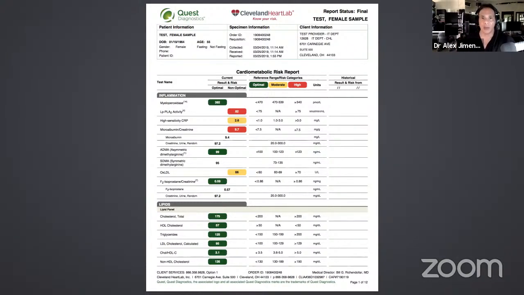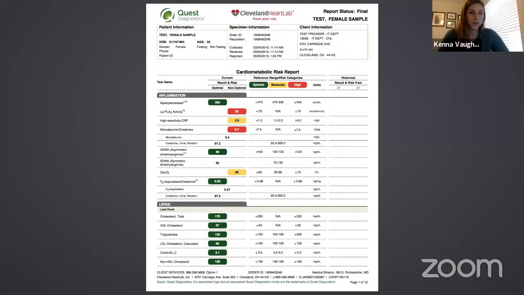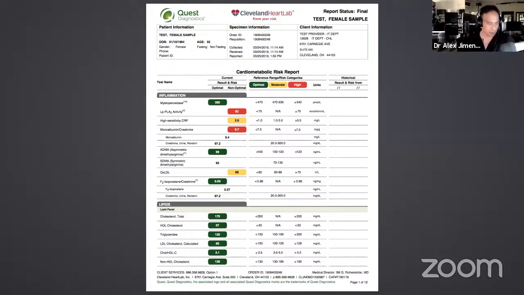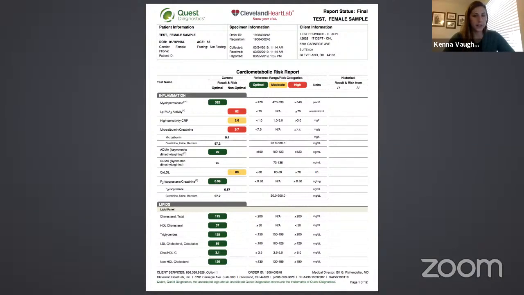Now, Kenna, are you able to go ahead and continue a little bit? Yes, I just wanted to talk about that last marker that's mentioned, which is the microalbumin, and we are comparing that to the amount of creatinine in the body. And so with this ratio, we're just making sure that your kidneys are good and that there's no other inflammations that we need to watch.